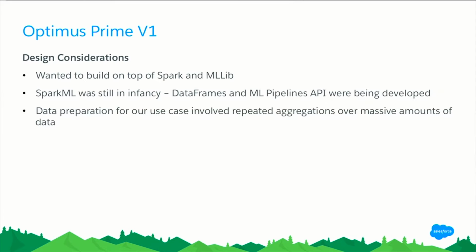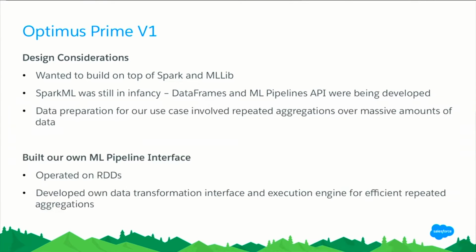At the time, however, SparkML was still in its infancy, and in particular, the data frames and ML Pipelines API were still being developed. And another interesting thing about our use case was that data preparation involved repeated aggregations over massive amounts of event data. And so we needed to have a way of doing this really efficiently. So what we ended up doing was we essentially built our own ML pipeline interface that operated on RDDs. And we developed our own data transformer interface and our own execution engine in order to optimize how these repeated aggregations were executed.